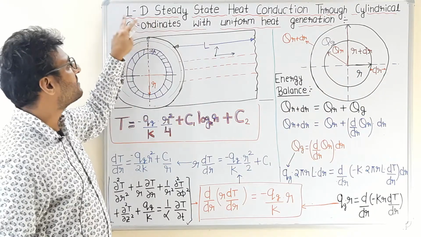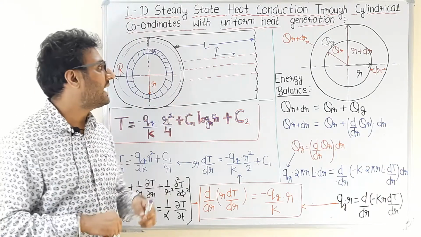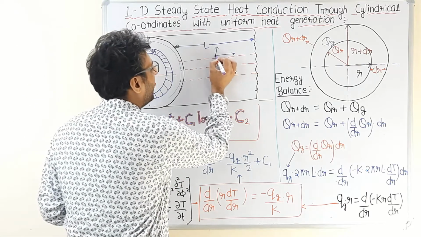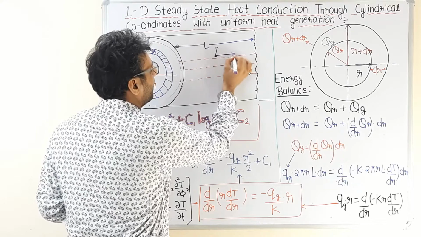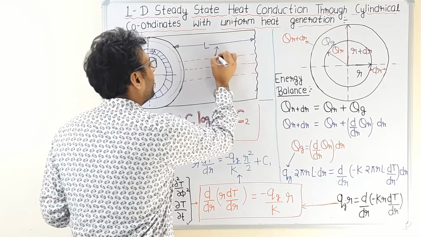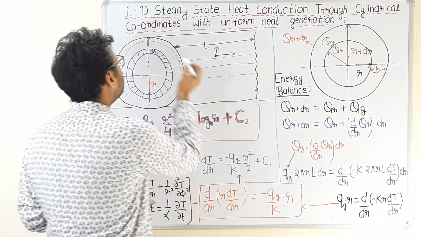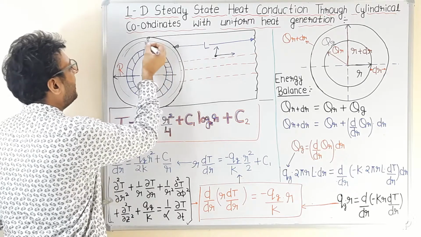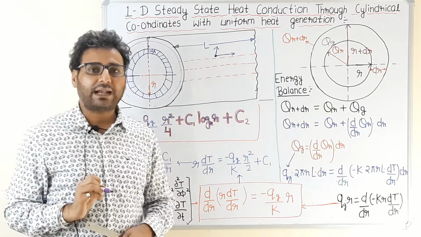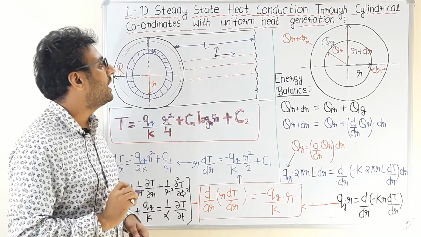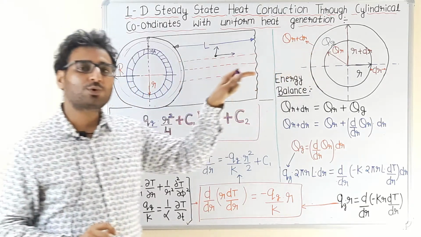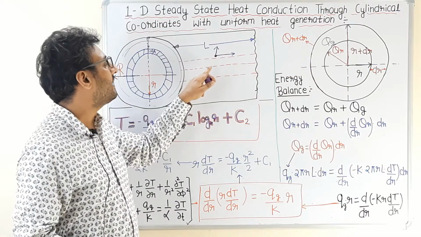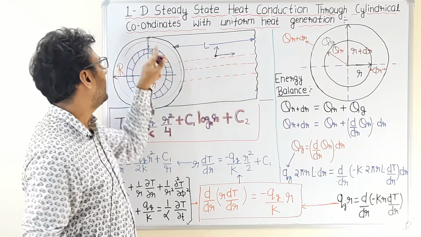We are going to discuss what is 1D. As we already know, heat can flow in three directions in cylindrical coordinates: heat at any point in the cylinder can flow in the axial direction along the length, the radial direction, and the tangential direction. Based upon practical applications, we are considering heat flow in the radial direction, because in most practical problems heat flows in the radial direction. So we are neglecting the heat flow in the axial and tangential directions.